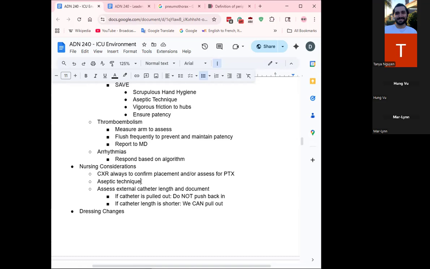It's aseptic technique, not clean technique, okay? Clean technique is referring to standard precautions. So you're not doing this with clean gloves, you're doing this with sterile gloves. Don't put the answer that says clean gloves, because clean gloves refers to standard precautions, the regular gloves.